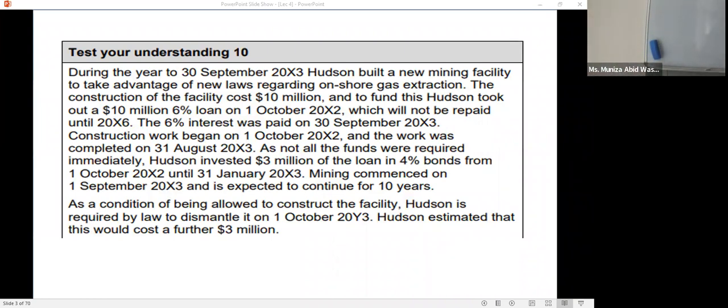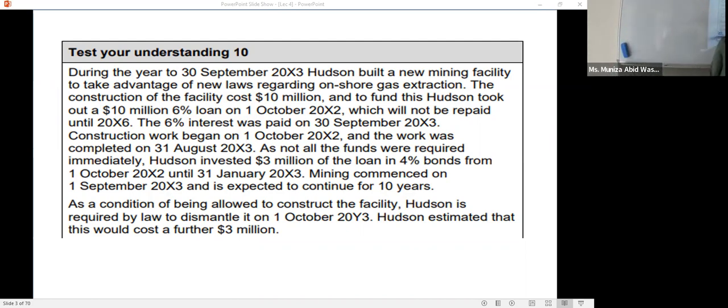Yes, students, done. Okay, now they say mining commenced on 1st September 2003 and is expected to continue for 10 years. So obviously for 10 years, we will be taking the depreciation on it. As a condition of being allowed to construct the facility, Hudson is required by law to dismantle it on 1st October 2013. Students, in your examination, when they are giving you Y3, it means 1, Y means 1, X means 0.